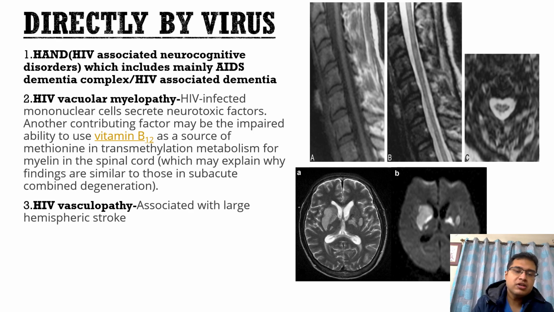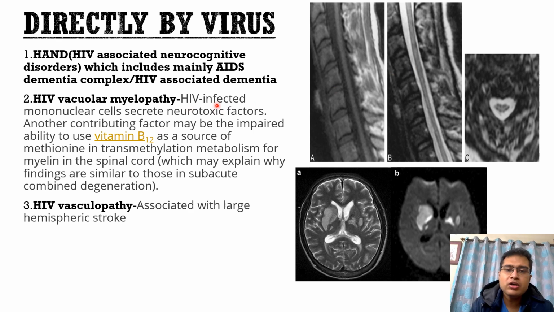So starting with the first subheading, that is CNS manifestations caused directly by the virus, which includes three important entities. That is HAND, HIV-associated neurocognitive disorder, which includes mainly HIV encephalopathy, which we have already discussed. Then comes HIV vacuolar myelopathy and HIV vasculopathy. HIV vacuolar myelopathy typically involves the cord. So mainly the manifestation is atrophy of the cord along with some signal change.